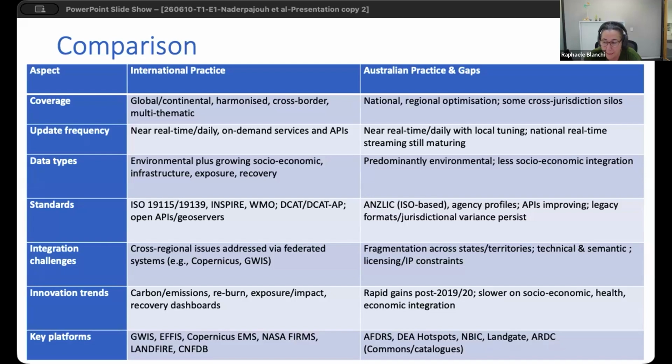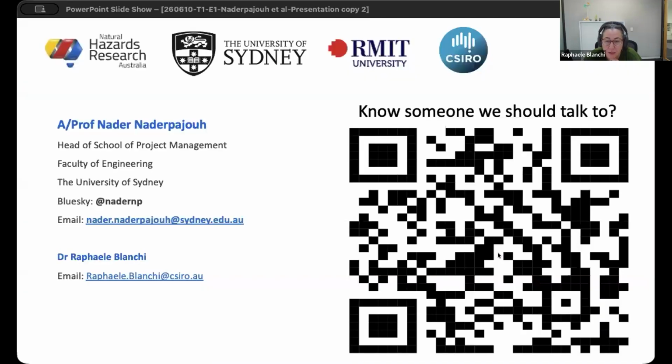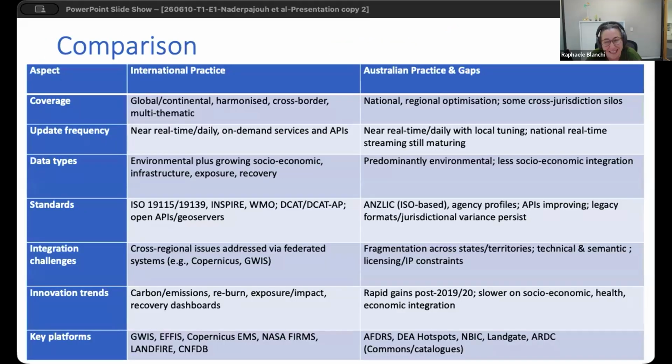To finish, a few gaps I wanted to mention as well. We still think that there is fragmentation across states and territories, as Nader mentioned. As part of this study, we look at those international and national data sets in detail, but we also did a register, where we collected 45 data sets across Australia with some different information as well.